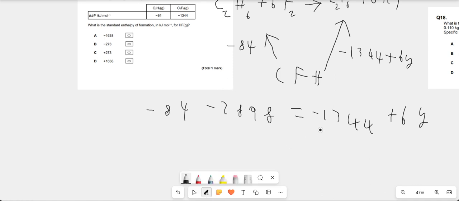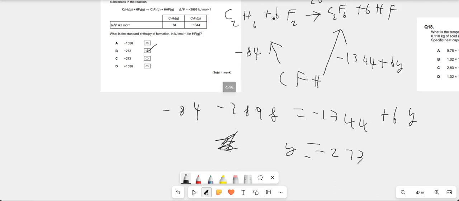So now you just need to rearrange this. Find 6y, and then what you'll find here is that y is equal to minus 273, yeah? So it'll be B. Just taking some time to reload. Yeah, so minus 273. Alright, calm.